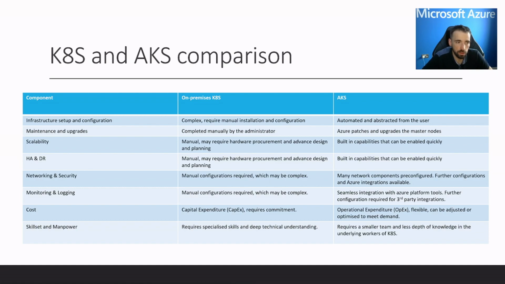Then we've got maintenance and upgrades, so we're taking full ownership of maintenance and upgrades with an on-premises Kubernetes cluster. With AKS, Azure patches and upgrades the master nodes for us. In terms of scalability, and it's similar as well for HA, so for the next two lines here, if we want to scale or if we want to add HA and DR capabilities such as multi-region failover, this can be difficult on premises. We need to have the infrastructure in place, potentially fast connections, hardware, and the ability to scale up in different places, meaning we need additional hardware.